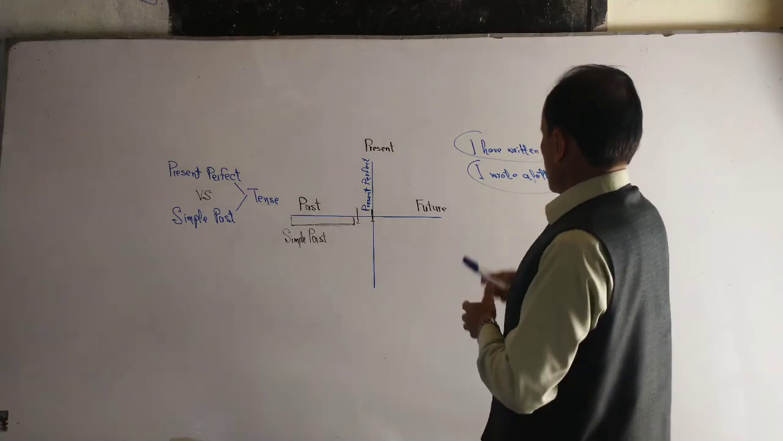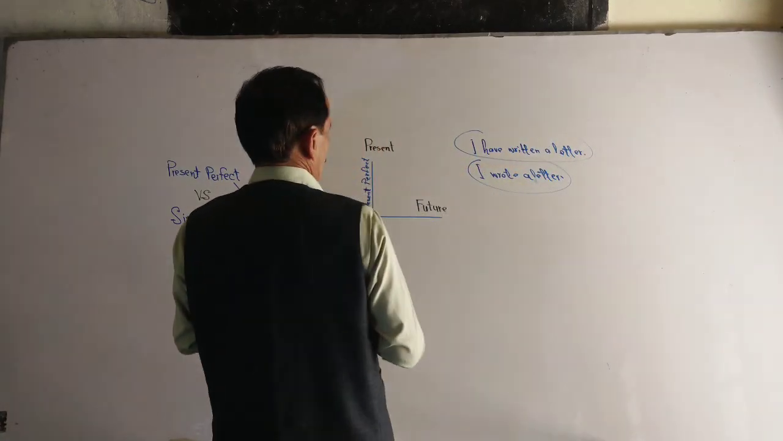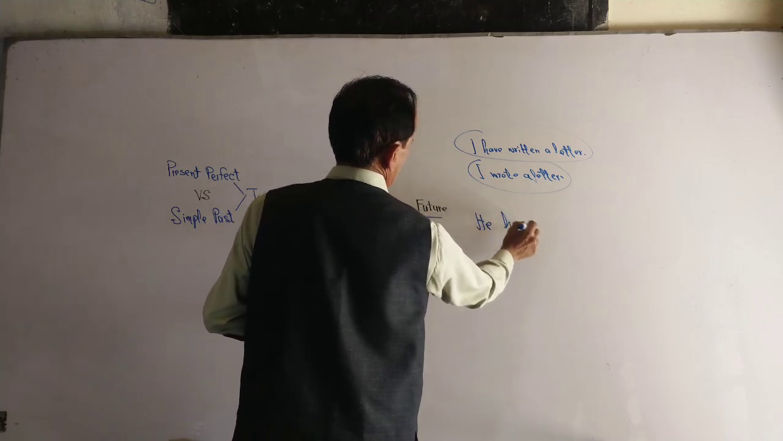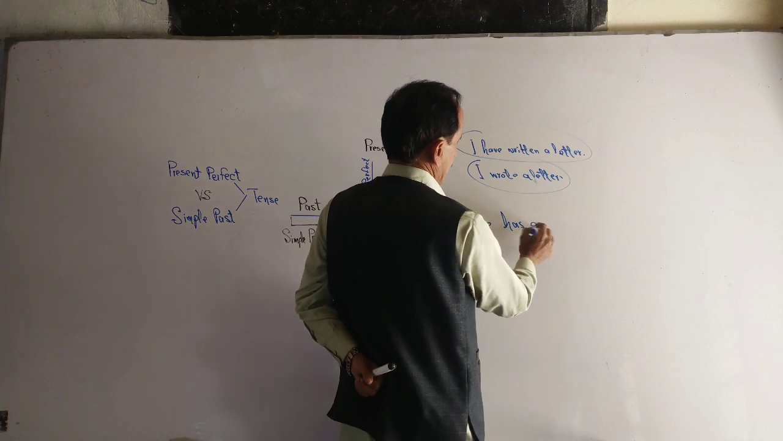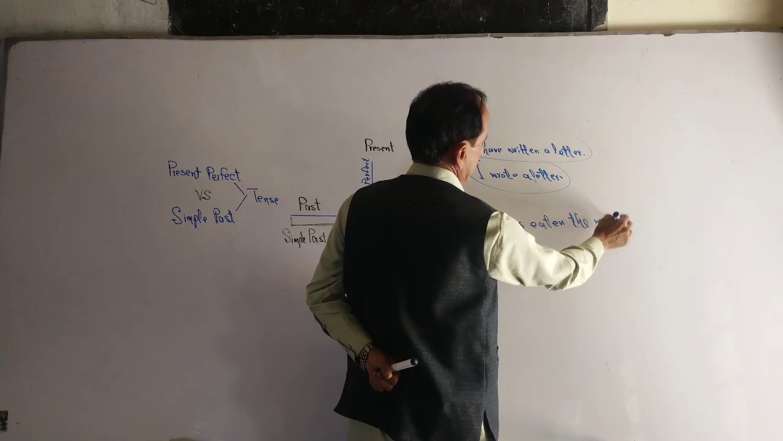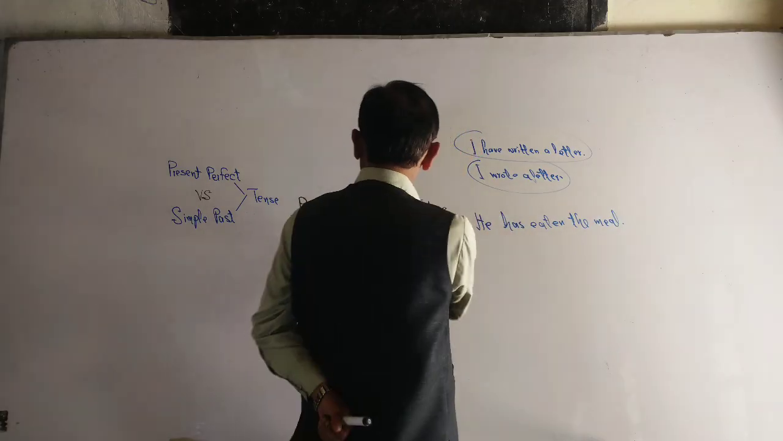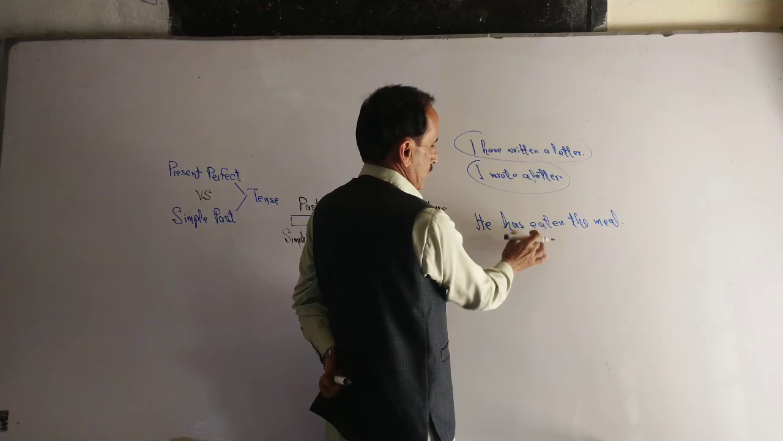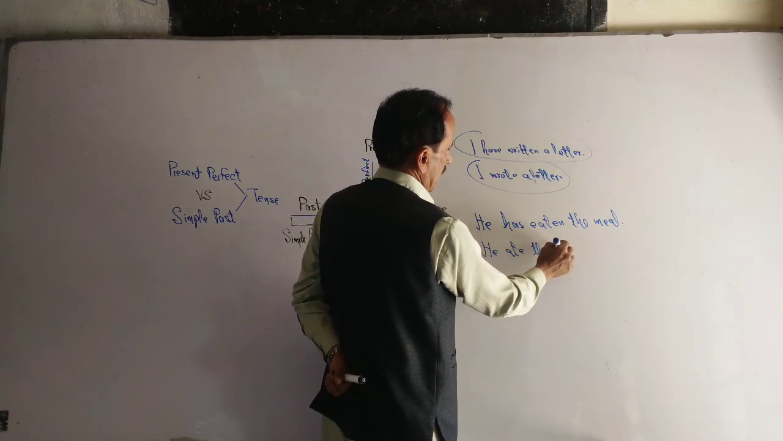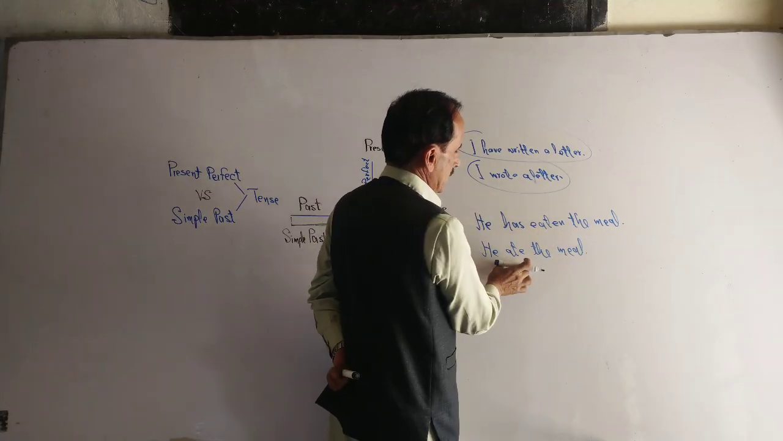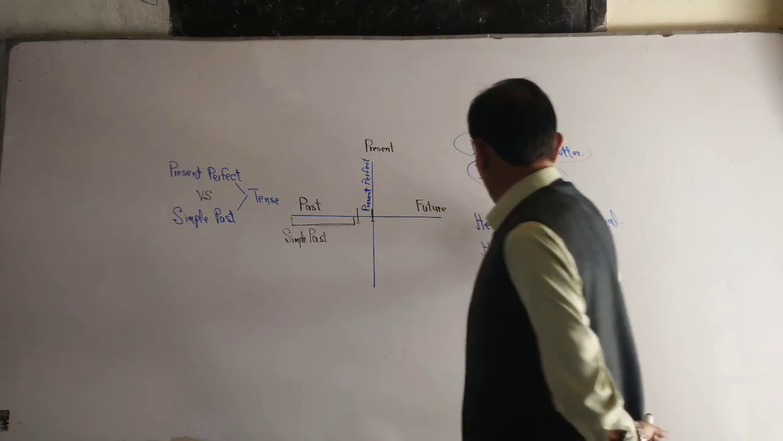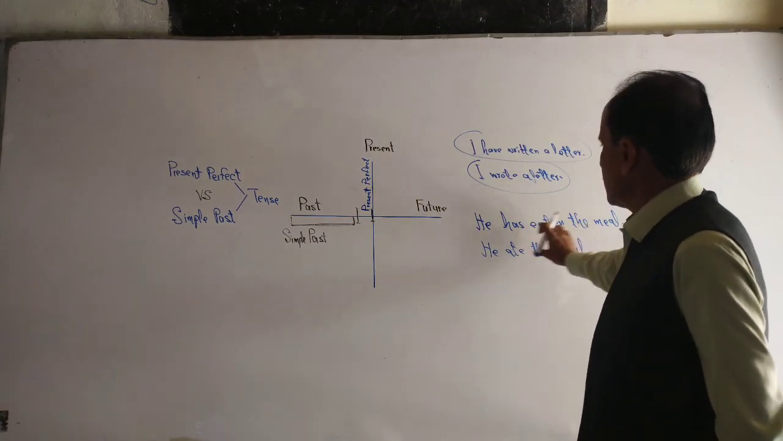For example, here is another sentence. He has eaten the meal. He has eaten the meal. So this is the sentence of present perfect tense. He ate the meal. He ate the meal. This is the sentence of past indefinite. Now, these two sentences have the same idea, but there is a little difference between them.